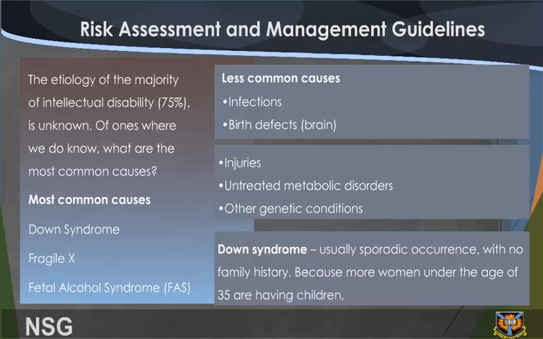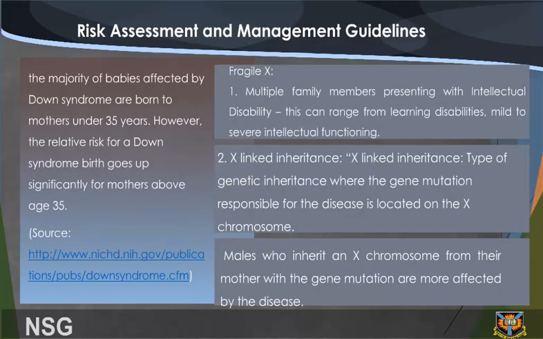Down syndrome is usually a sporadic occurrence with no family history, because more women under the age of 35 are having children. The majority of babies affected by Down syndrome are born to mothers under 35 years. However, the relative risk for a Down syndrome birth goes up significantly for mothers above age 35.